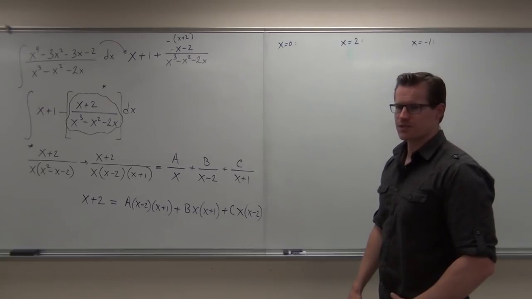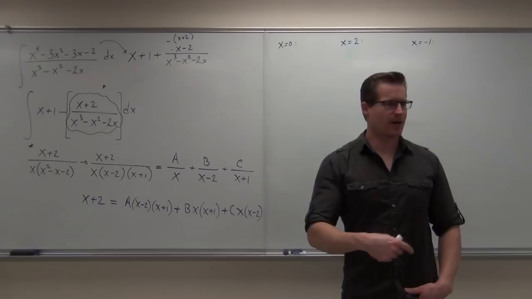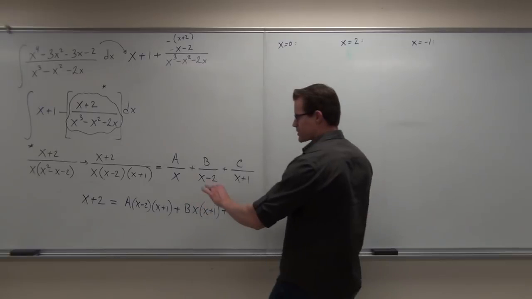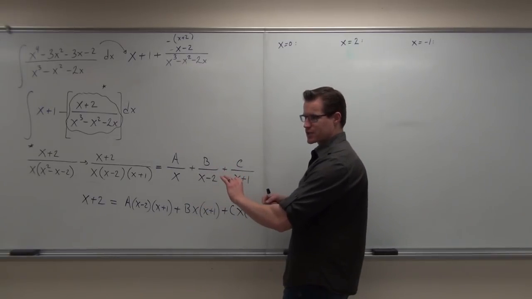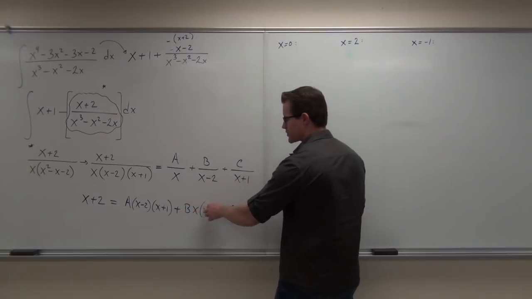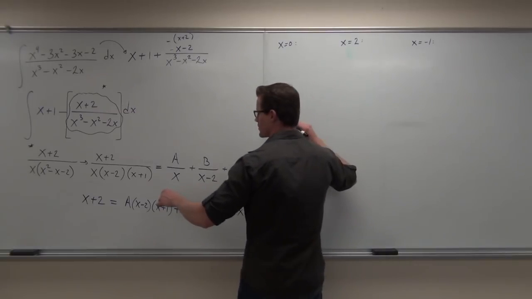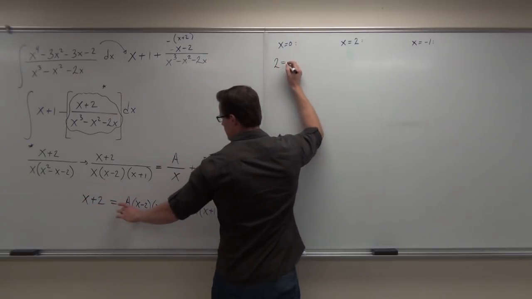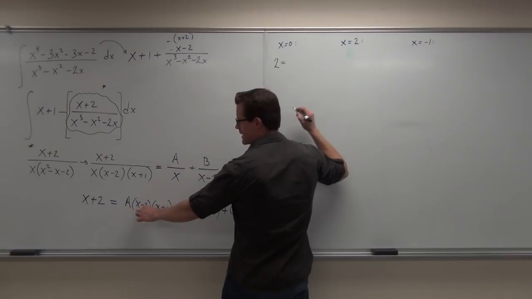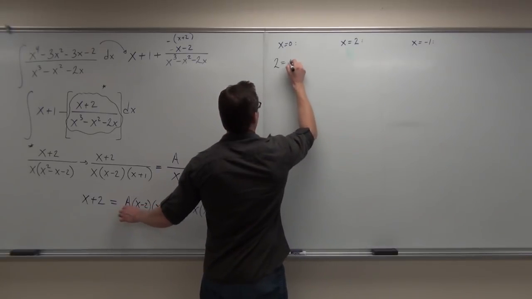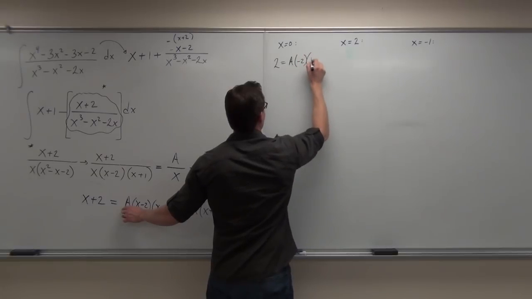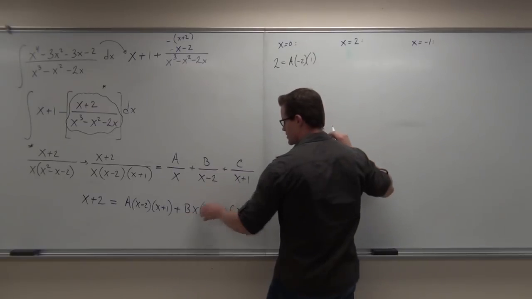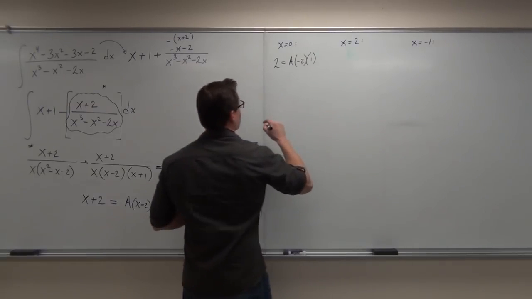I'm going to start working on this for the sake of time, but I want to know if you guys understand the idea here. So we're checking for numbers that change some of your factors to 0. If your factors change to 0, some of your terms are going to go to 0. So when I plug in 0, start from the left. 0 plus 2 is 2. If I plug in 0 here, I get -2 and I get 1. So this is A times -2 times 1 plus, well, that's a 0 now. I'm plugging in 0. This goes to 0, this goes to 0. I'm good to go.